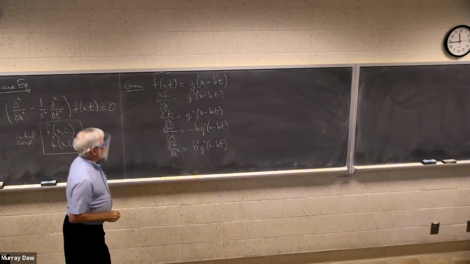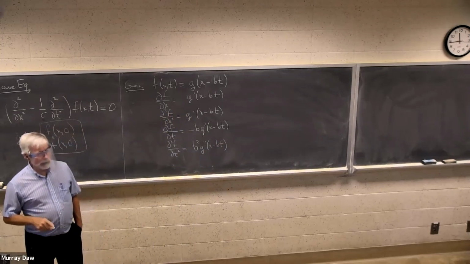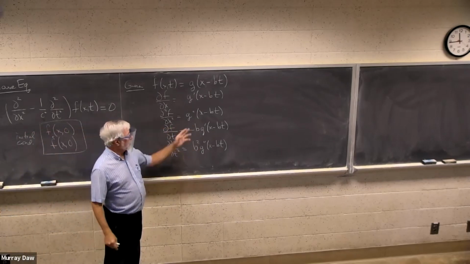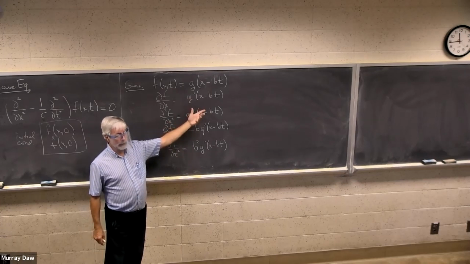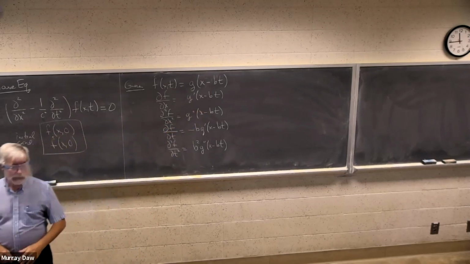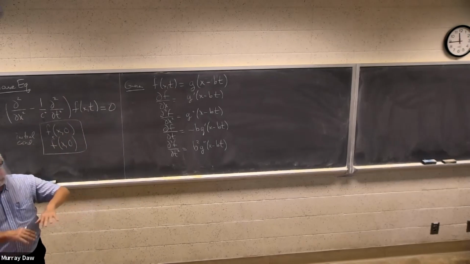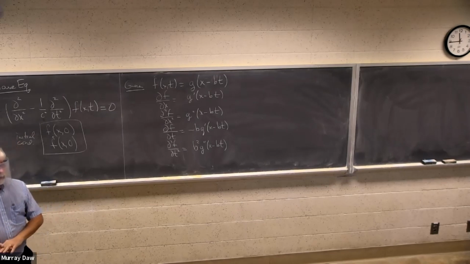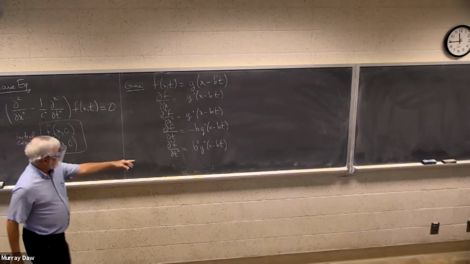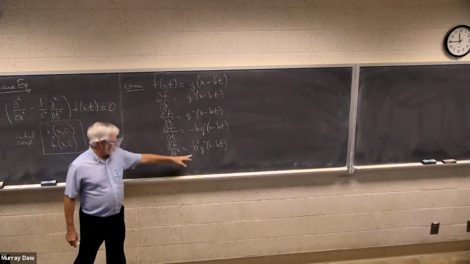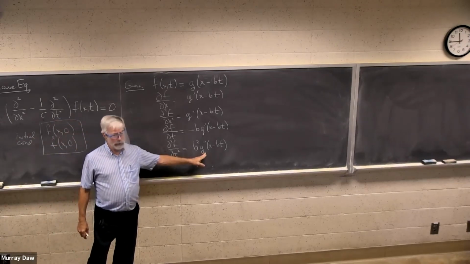So dot is specific to time derivative, but prime is anything else. It's the derivative of g with respect to its argument. And its argument is x minus bt, which has also x and t dependence. So it would not be g dot. This would be f dot and f double dot. But this was just generally the derivative of g with respect to its argument.